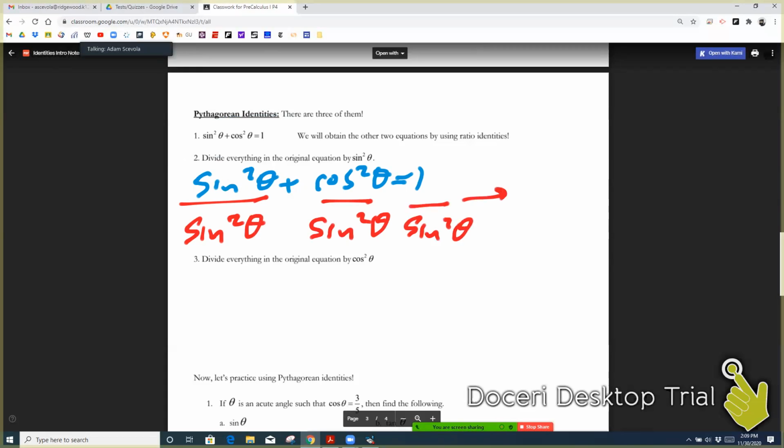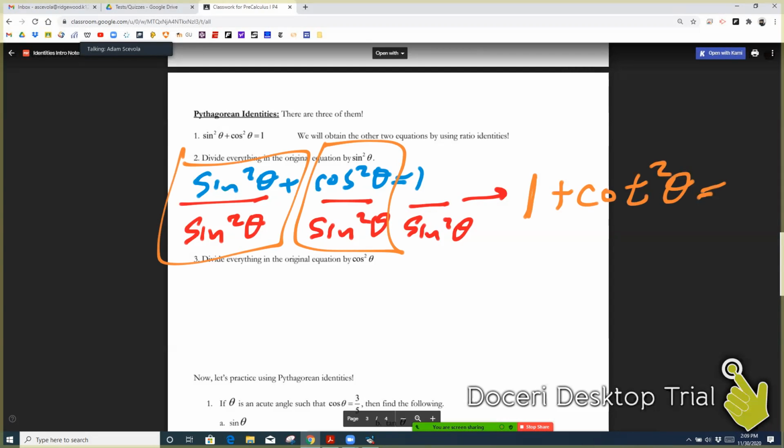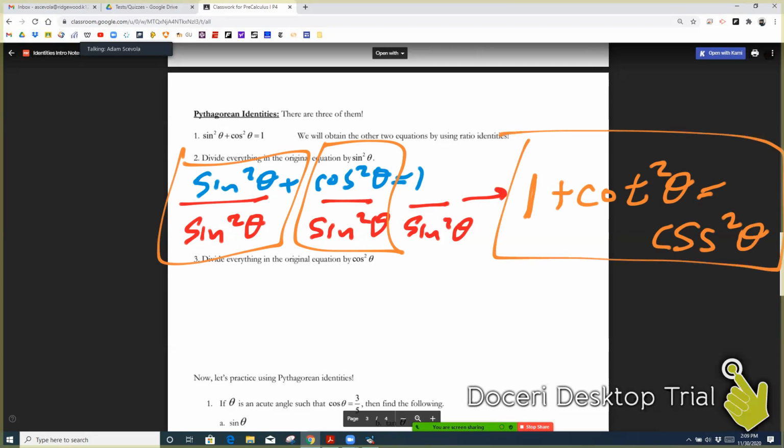Now when you divide everything by sine squared, in my head I think, all right, what's sine squared over sine squared? That's equal to 1. What's cosine squared over sine squared? Well, I know cosine over sine is cotangent, so cosine squared over sine squared will be cotangent squared. And then 1 over sine squared, that's equal to cosecant squared. And that's how I remember the second Pythagorean identity. In my head, I just divide everything by sine squared and I go, all right, 1 plus cotangent squared equals cosecant squared. Crazy stuff, right?